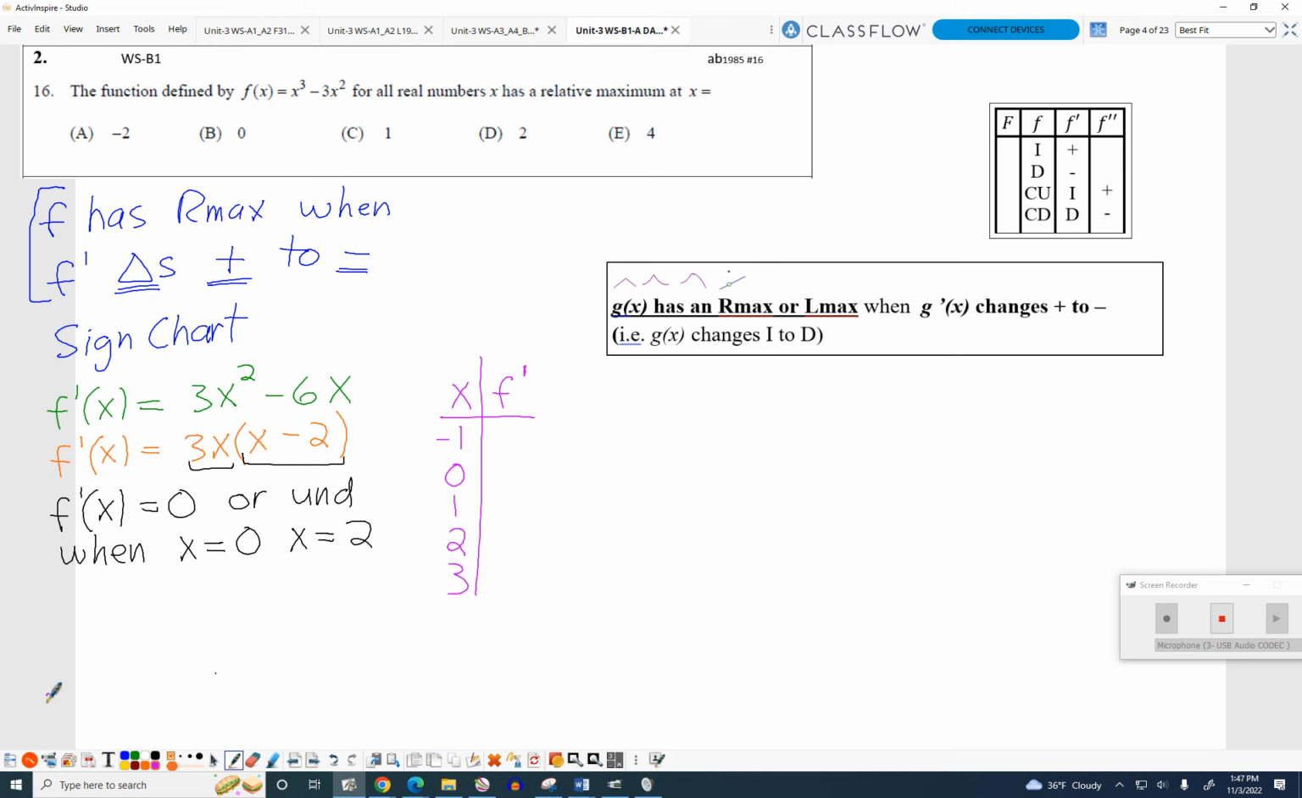Well, now we plug in because we know at 0 and 2 that it equals 0. And great. So now we need to find the values for -1, 1, and 3. Perfect. 2 points. Pretty good.